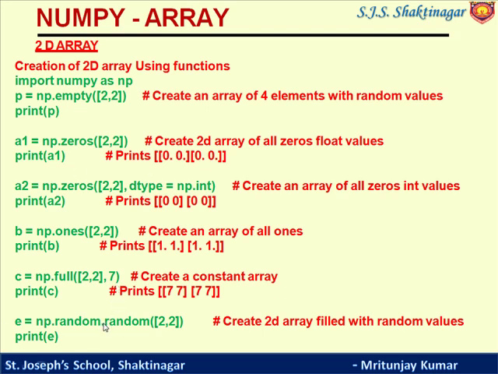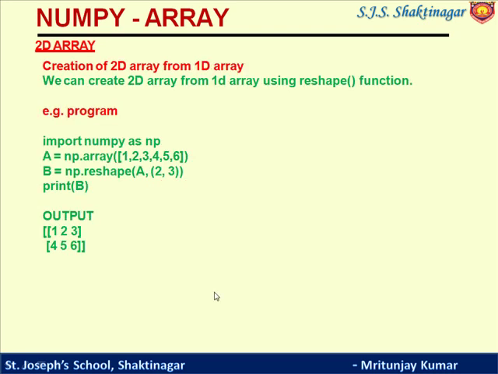Similarly, if I have to create an array that contains 4 random values, I can create it like this. So e is equal to np.random, where random is a function. In brackets I have to give the dimension of the 2D array, that is 2, 2. Now we'll move to the next one. Now we'll see how to create a 2D array from a 1D array. If a 1D array is already there, how can we create a 2D array?